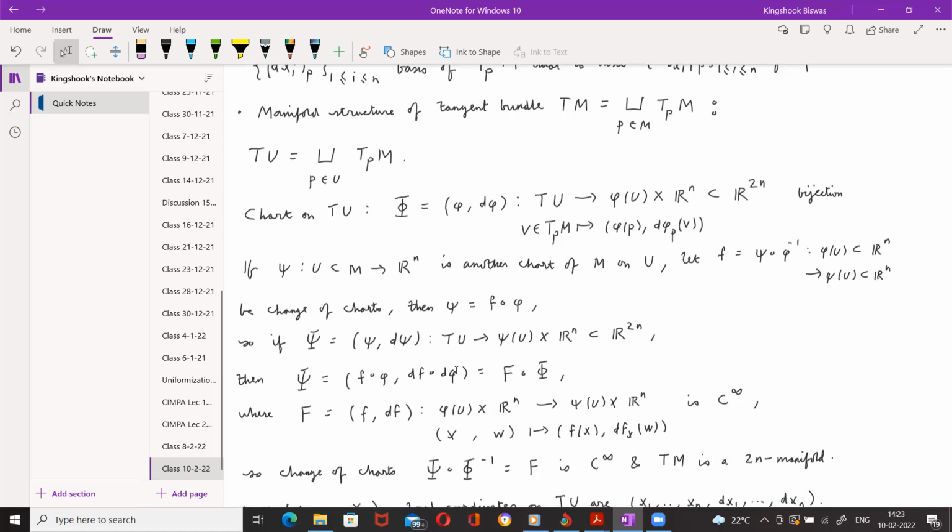So therefore, this I can write as capital F composed with capital Phi, where capital F is the pair little f comma df. So what is this map? This goes from phi u cross Rn to psi u cross Rn. And it's the map which takes a point little x and a vector w to the pair, the point fx comma the vector dfx of w. All right, so since f is a diffeomorphism, smooth, this map is C infinity. Is this clear?